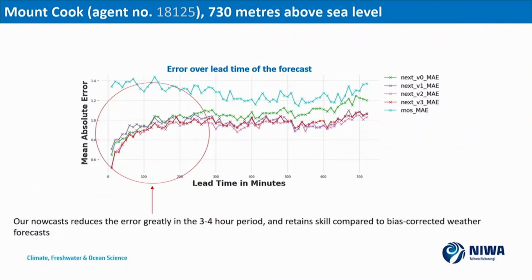There's a lot of numbers on there, so I'll just show you this one. Error over the lead time of the forecast. The blue line at the top is the traditional weather model, and the mean absolute error is on the y-axis, so you can see that it's not that skillful at the beginning of the forecast, but our operational nowcast is able to basically close that gap there. You can see that we have successfully been able to create a nowcast, and we're in the process of deploying it for a number of sites across New Zealand at the moment.